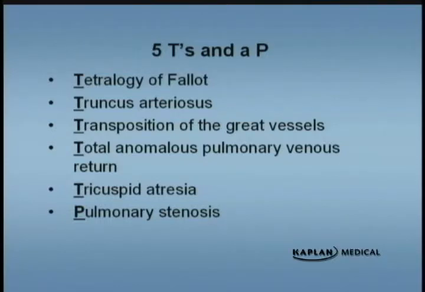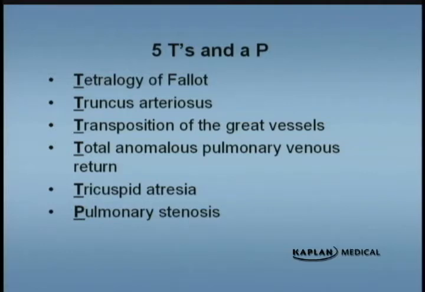We'll now proceed to the cyanotic lesions, which are the right to left shunts, keeping in mind that when we get to the mixing lesions, that can also be cyanotic. One quick way of remembering cyanotic heart disease is the 5 T's and a P. So look for tetralogy of Fallot, that's cyanotic, truncus arteriosus, that's cyanotic, transposition, cyanotic, total anomalous pulmonary venous return, cyanotic, and tricuspid atresia can cause cyanosis. And the 1 P that we've discussed already is pulmonic stenosis.